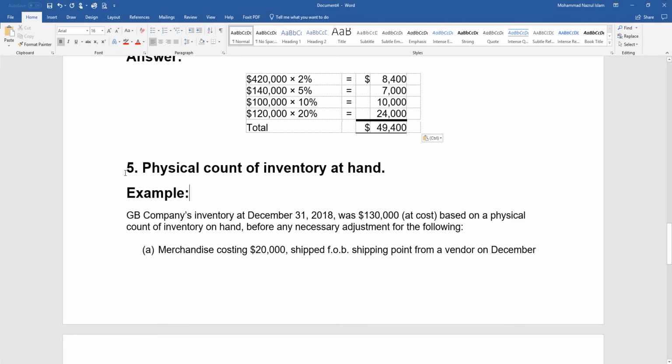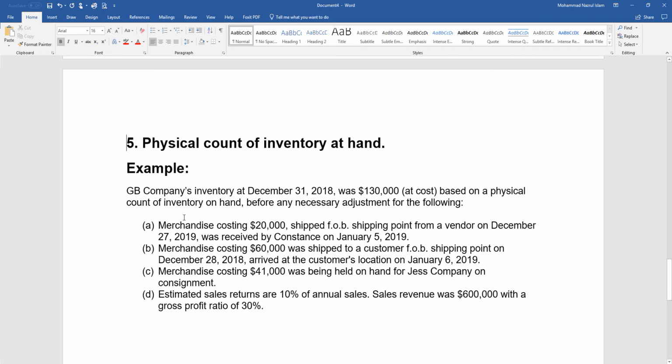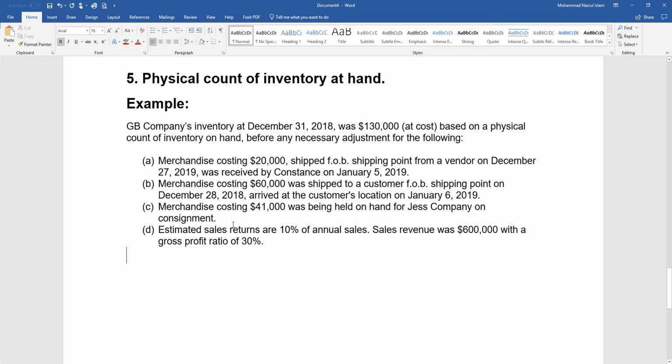Okay, and now come on physical count of inventory at hand. It's very simple. We have already discussed this kind of problem in our class, and we have also solved one problem. Okay, so now what we need to do, let's read the problem first. GB company's inventory at December 31st, 2018 was 130,000 at cost. Be careful about this, at cost. So we will be calculating the amount at cost based on a physical count of inventory on hand before any necessary adjustment for the following.